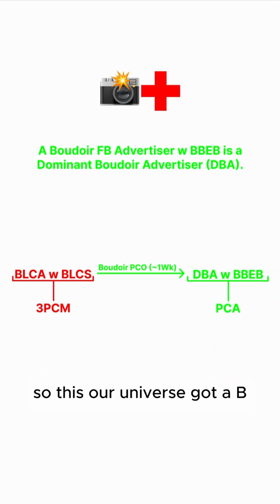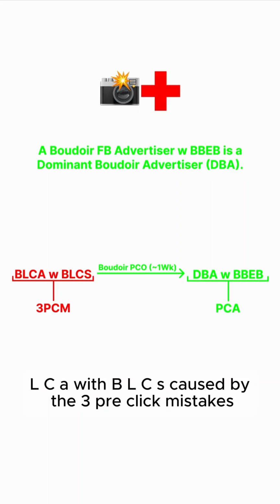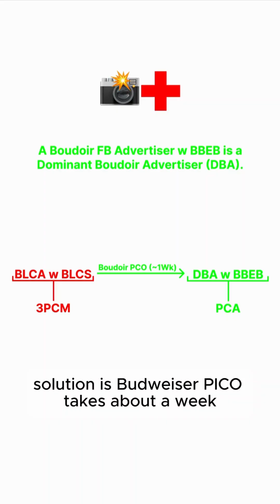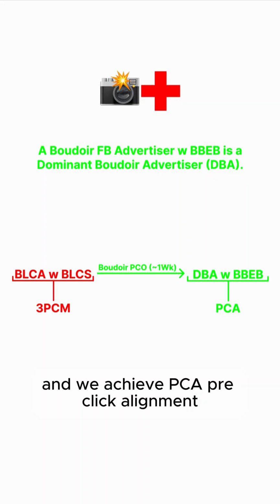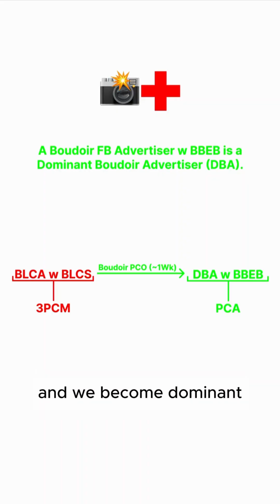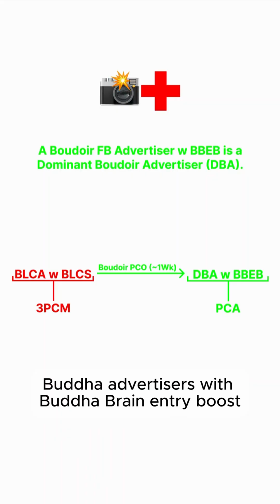So this is our universe. We've got a BLCA with BLCS, caused by the 3 pre-click mistakes. The solution is Boudoir Pico, which takes about a week. And we achieve PCA, pre-click alignment, and we become dominant Boudoir advertisers with Boudoir brain entry boost.